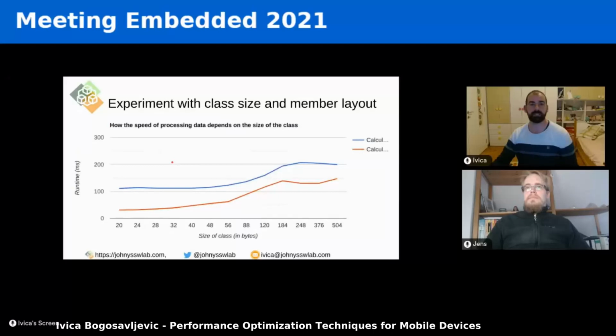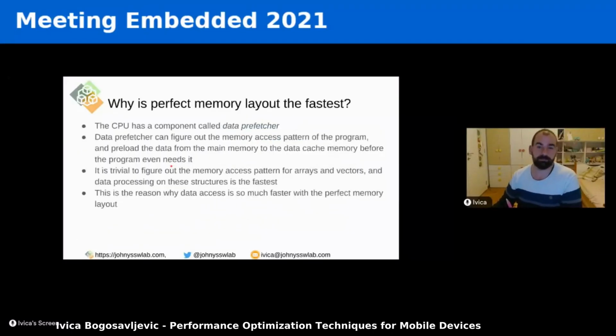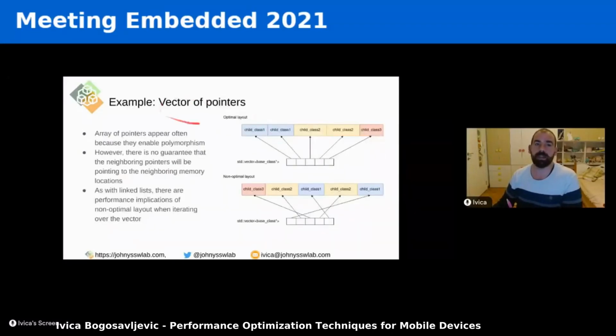Let's see like this. So let's compare a vector. Okay, let's do it quickly. So we have a vector of pointers, and again, vector of pointers. There is a perfect layout where pointers point to the neighboring elements in memory. And there is a non-optimal layout where pointers just point to random pieces of memory.